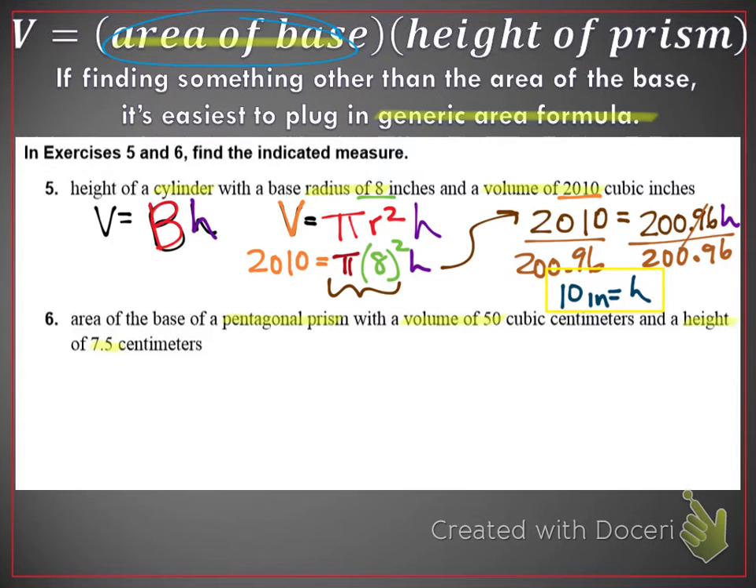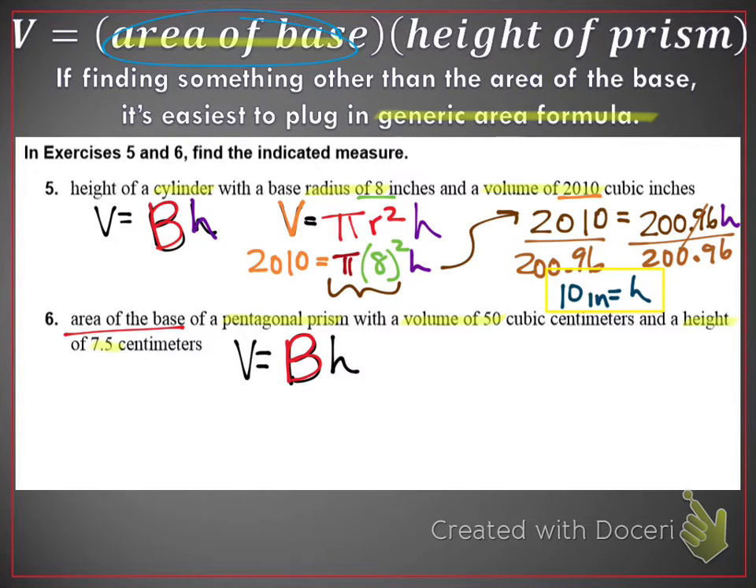7.5. So we're going to use the volume formula. Volume equals area of the base times the height of the prism. Good. So in this case, first off, we don't have an area formula. At least you and I do not have an area formula for pentagonal base anyways. But because it said find the area of the base, leaving this like this, what does this capital B represent? The area of the base. So I would just leave the B as the B. We can plug in other things.